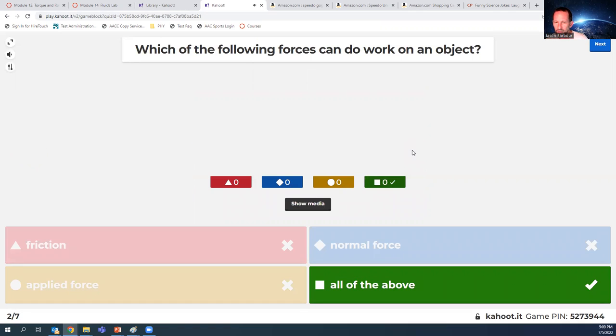All of the above. Friction usually does negative work, but it actually could do positive work as well, but either way can do work. Applied force: push a couch across the floor, you are applying the force, you're doing work on the couch. A normal force often does not do work, but get into an elevator, just as one example, and whether you go up or down, the normal force from the floor is going to do work on you.